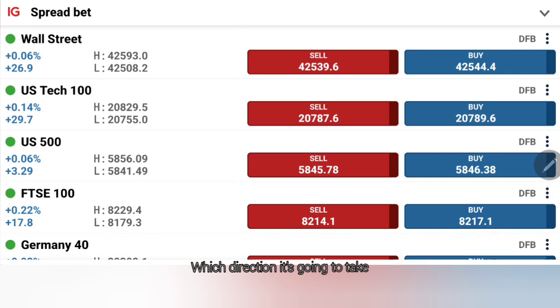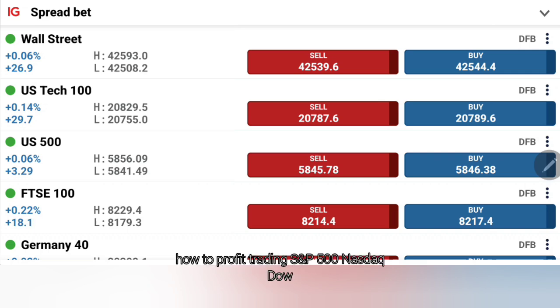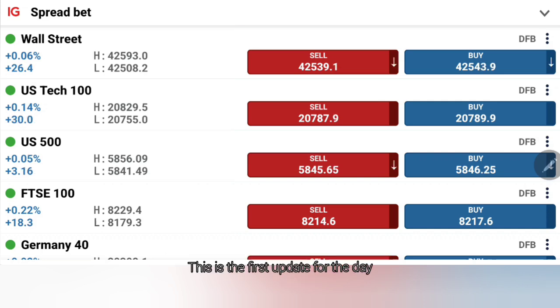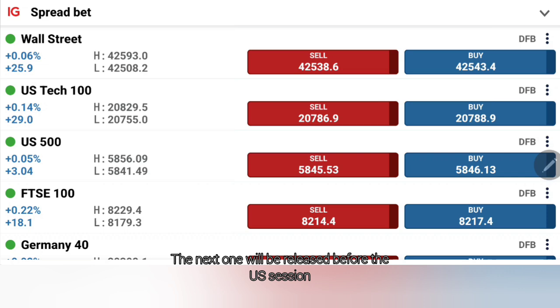Which direction it's going to take, where to enter, where to exit, how to profit trading S&P 500, Nasdaq, Dow, the Germany 40 and FTSE 100. We're going to see with the help of charts and indicators. This is the first update for the day. The next one will be released before the US session.